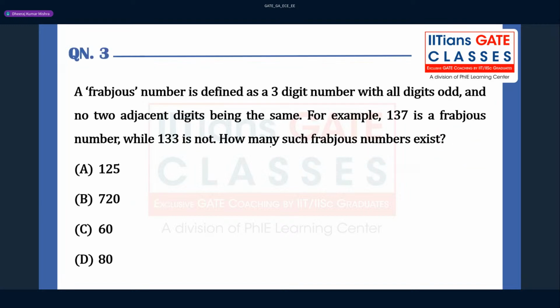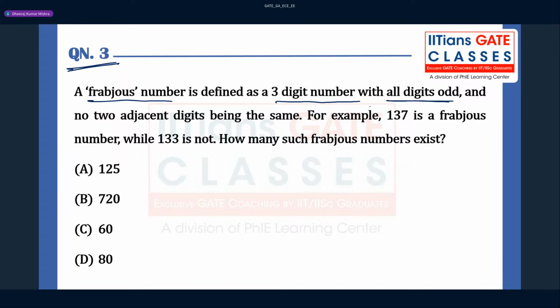Let's move to the next question, question number 3. This was a very good question. If you read the question, what they have given here is a phrase. If you go through this question, a frabjous number, this is a kind of number. A frabjous number is defined as a three-digit number with all the digits odd.